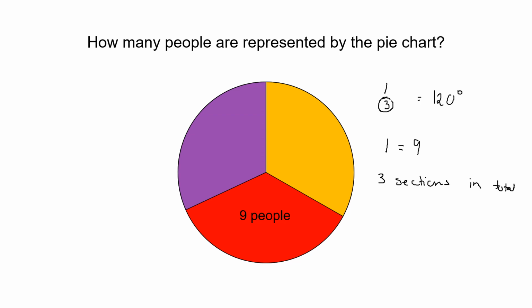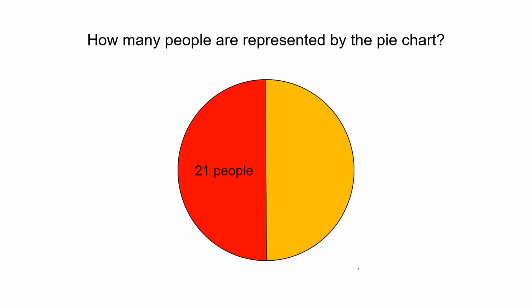So in order to find out the total of people represented, you know that 1 section equals 9. You know that there are 3 sections in total. So you do 9 times 3, and that gives you an answer of 27.